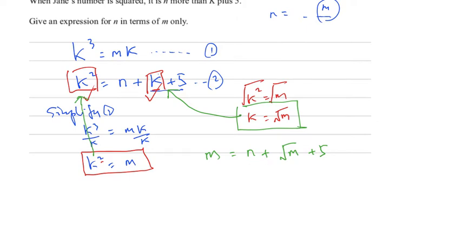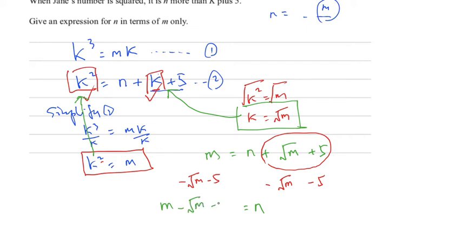So we want to remove everything else with the n. How do you remove a plus something? You minus, right? So we're going to minus square root of m, and we're going to minus 5. So that's all gone there. On the other side, we should minus the same thing. So n is equal to, on the other side, m minus square root of m minus 5, and this one is gone, right? And that's it, an answer, and that's an excellent question.